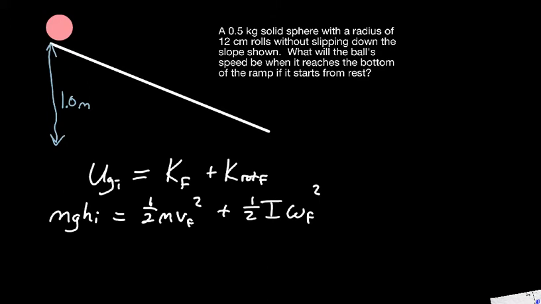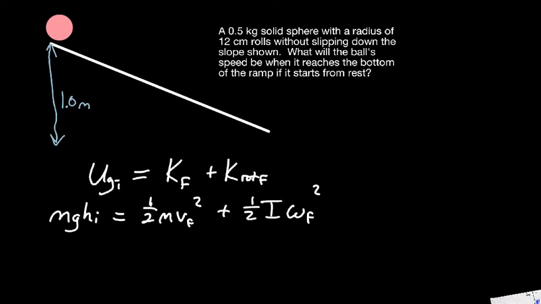Now in this equation, I've got some things I don't know values for. I know my mass, gravity's 9.8 meters per second squared, initial height is 1.0 meters, so I'm good there. Final velocity I don't know, but that's what I'm looking for, so I wouldn't expect to know that here. But then this one's trouble. I've got I, the rotational inertia, I don't know, and I've got omega final, I don't know that one either. So let's see what we can do with this.